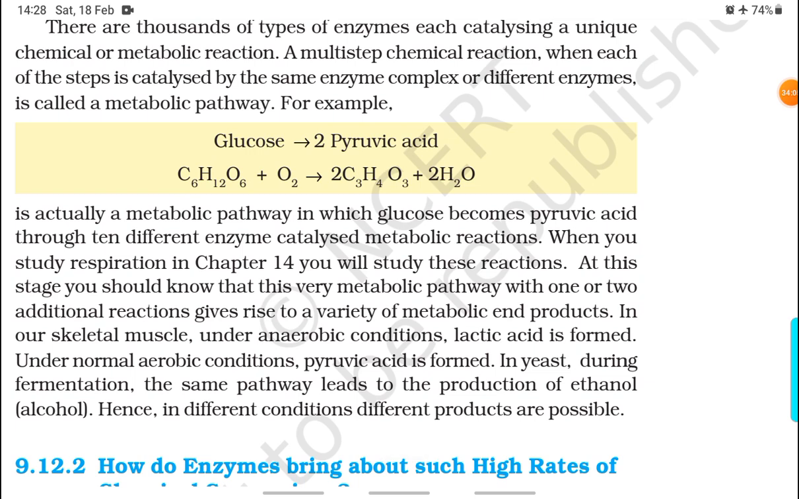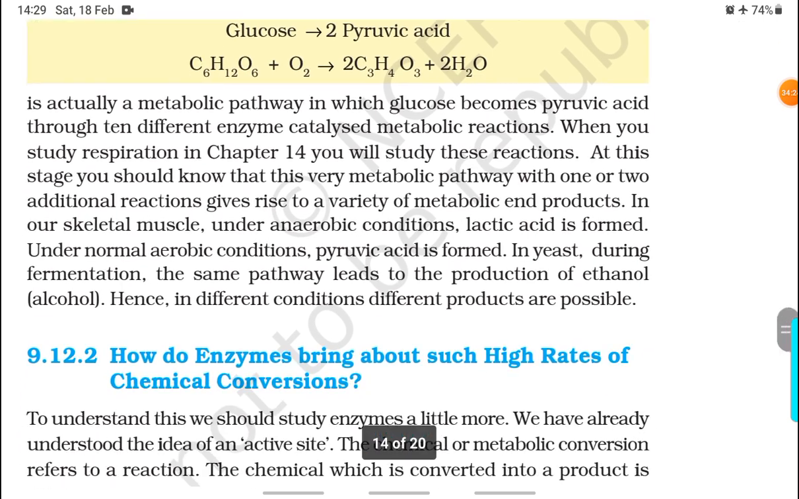In our skeletal muscle under anaerobic conditions, lactic acid is formed. Under normal aerobic conditions, pyruvic acid is formed. In yeast during fermentation, the same pathway leads to the production of ethanol. Hence, in different conditions, different products are possible.